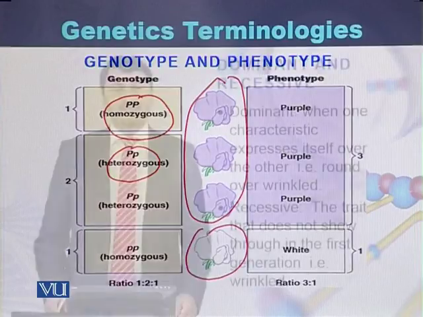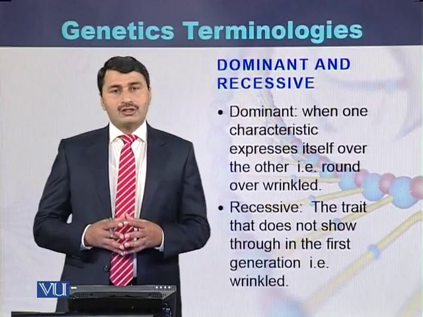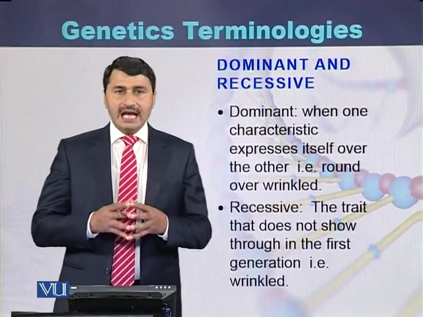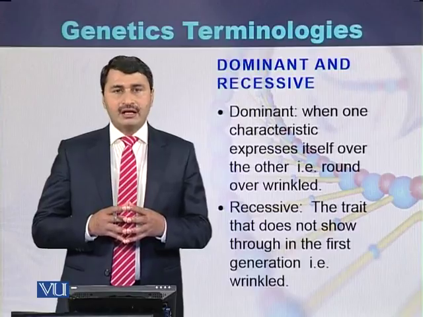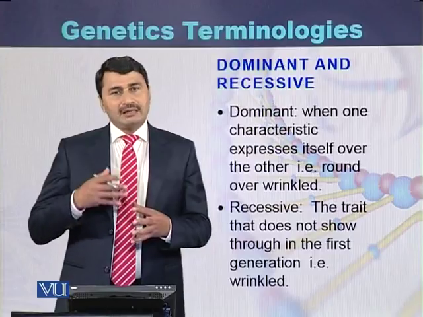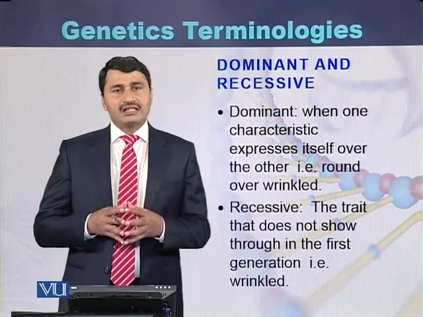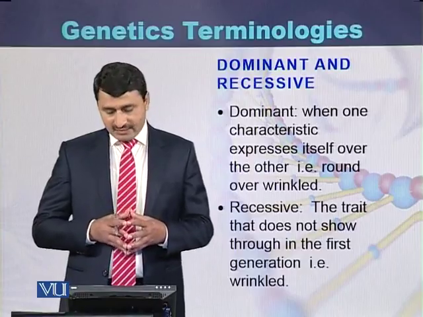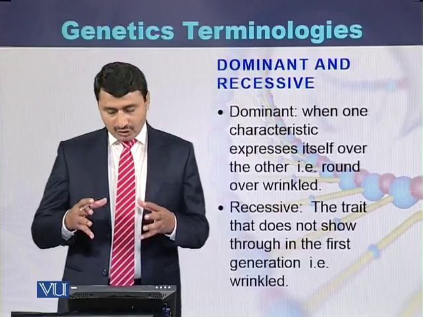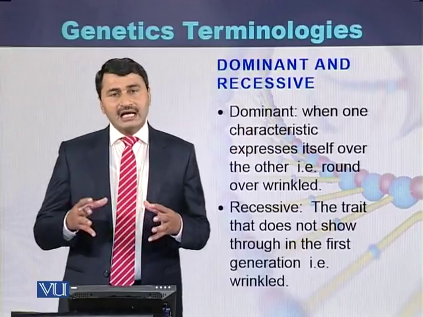What is the meaning of dominant and recessive? During a cross, when one trait expresses itself over the other, that trait is called dominant, while the trait which is masked by the other trait is called the recessive trait. If we take the example of dominant and recessive, round is dominant over wrinkled. So round is a dominant trait while wrinkled seed is the recessive trait.